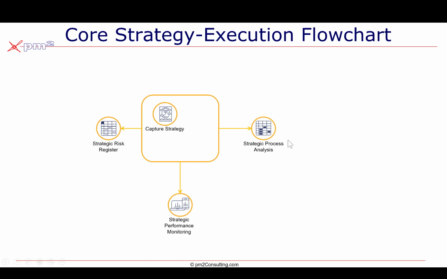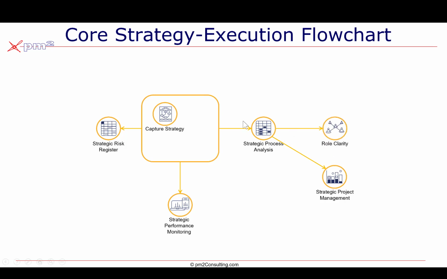Now, once we've done that strategic process analysis, there are three common ways that clients go. One is then proceeding to do an analysis of your projects. So obviously you're launching projects to close performance gaps identified here, and so we can now make sure that those projects are correctly aligned against those gaps.